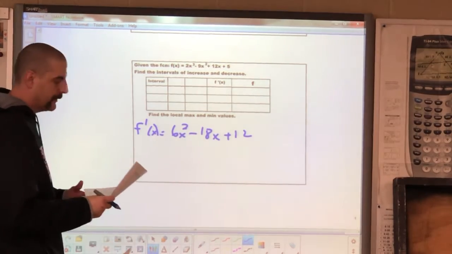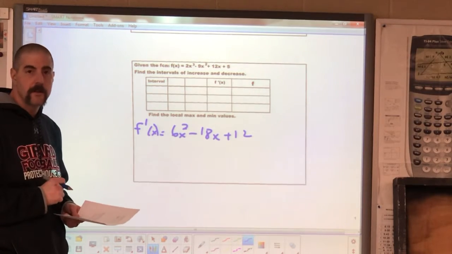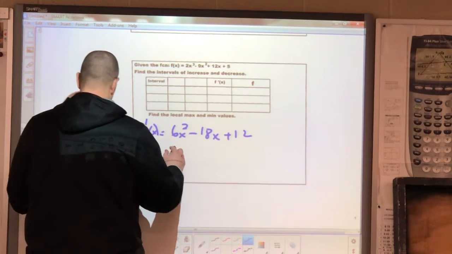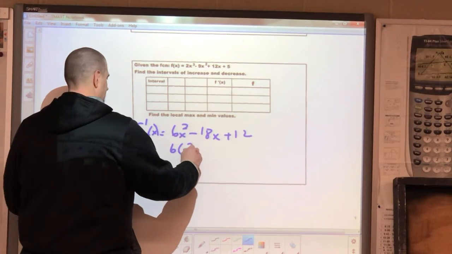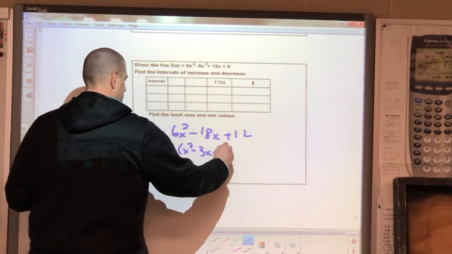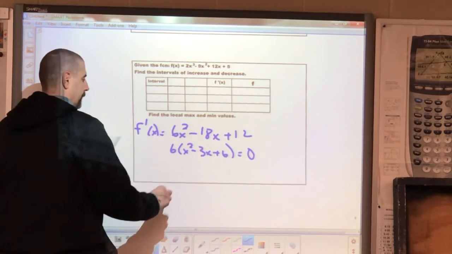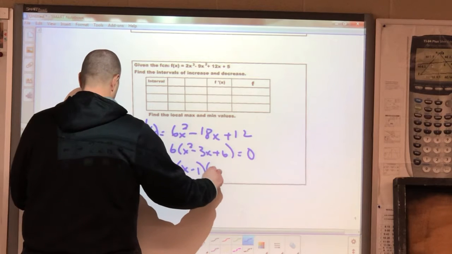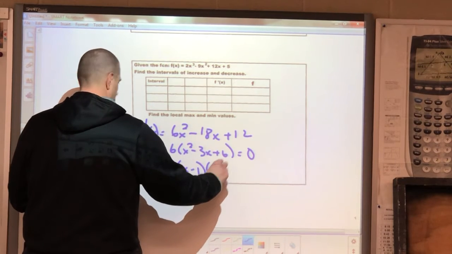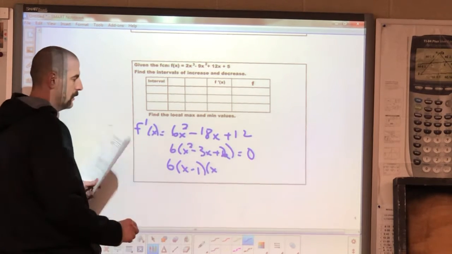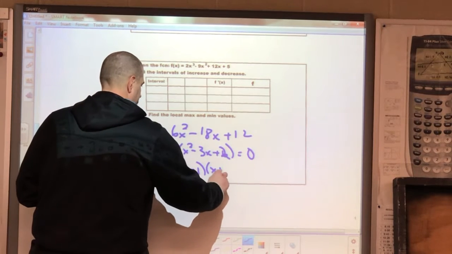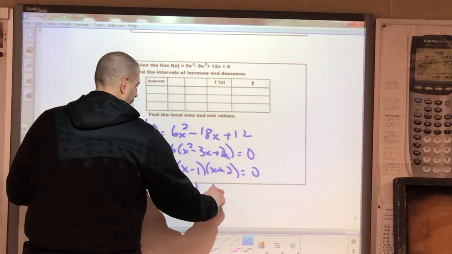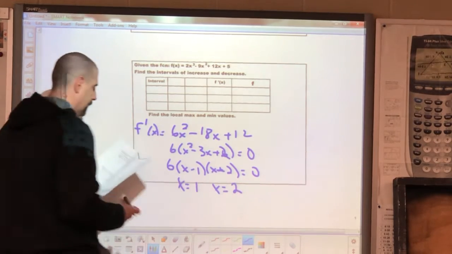Okay, we're going to factor that. Go ahead and factor it. Set it equal to 0 and see what you get. Okay, so here's what we got. Factor out a 6. You're going to get x squared minus 3x plus 2. Set it equal to 0. You're going to get 6, and you're going to get x minus 1. Sorry, that's a 2, not a 6. Don't know how to divide. All right, x minus 2 equals 0. So you get x is 1, x is 2.